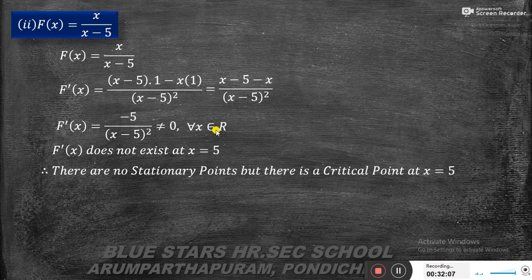So for all x belongs to R, small f dash of x does not exist at x equal to 5. Suppose I substitute x equal to 5: 5 minus 5 is 0, and 1 by 0 is infinity. So there is no stationary point, but there is a critical point, x equal to 5. That means no stationary point for this function, but the critical point is x equal to 5.